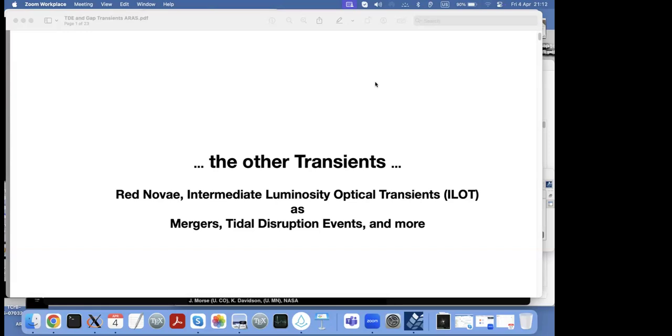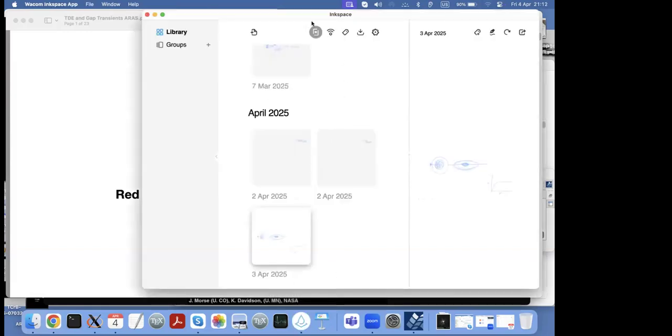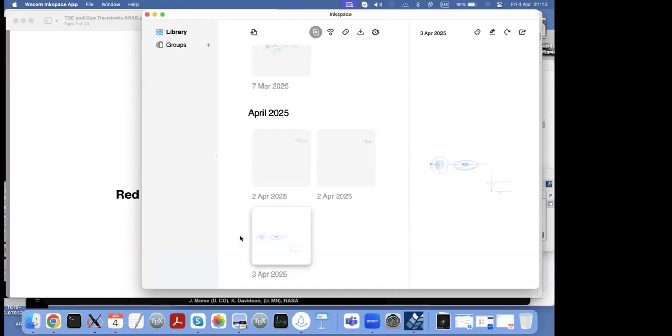Let me go to a diagram first. So, change screens here. So, boy.